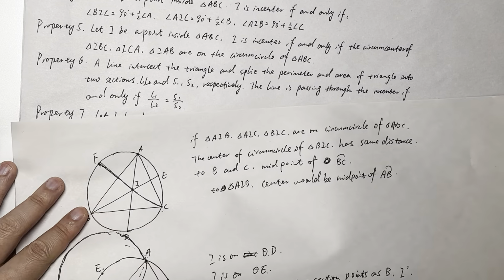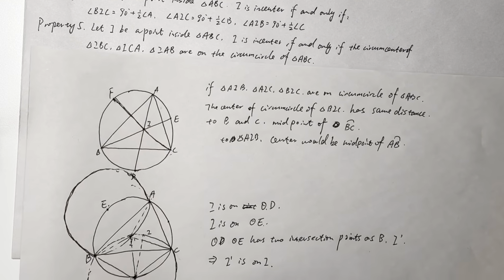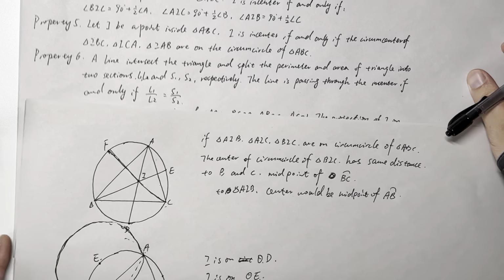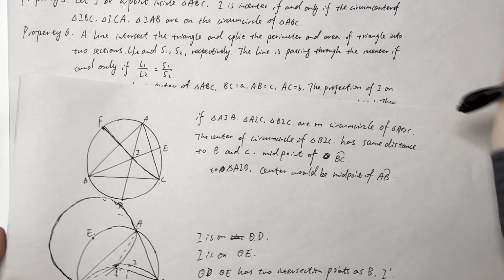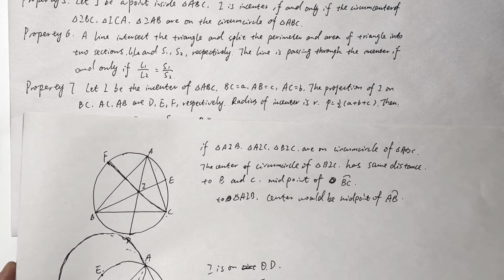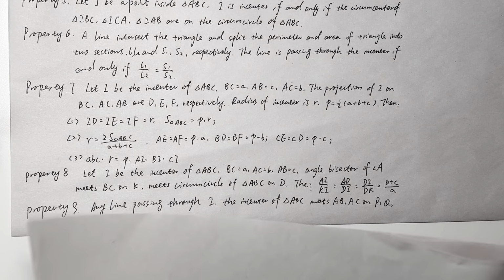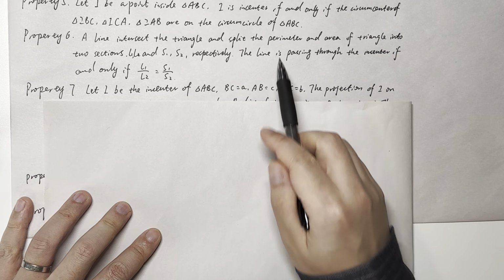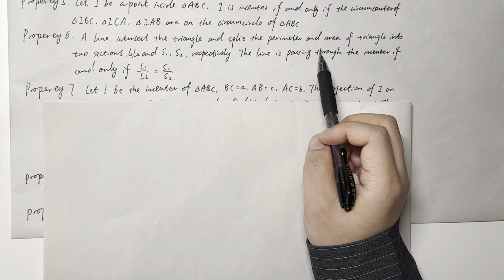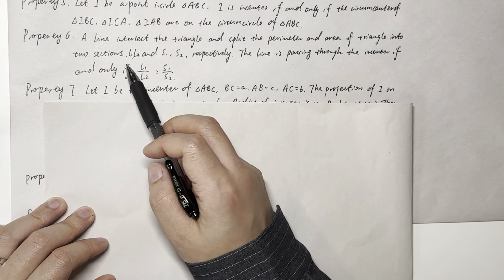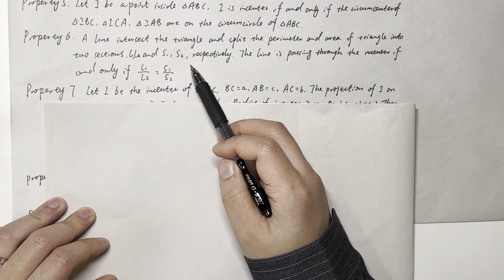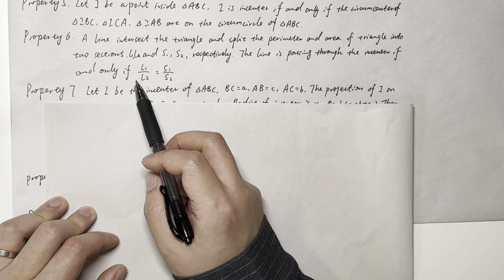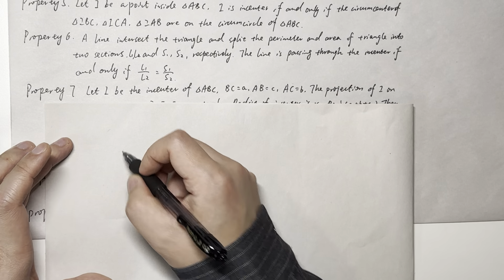I think we introduced this method before, right? Hopefully you still remember that. Let's see property 6. Property 6 is saying that a line intersects the triangle and splits the perimeter and area of the triangle into two sections, L1, L2, and S1, S2, respectively. The line is passing through the incenter if and only if L1 to L2 equals S1 to S2.